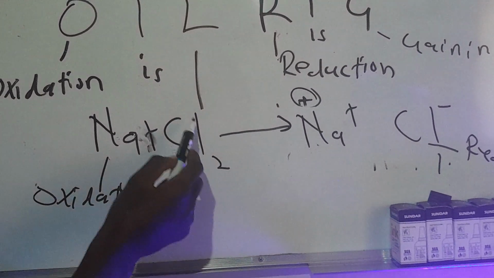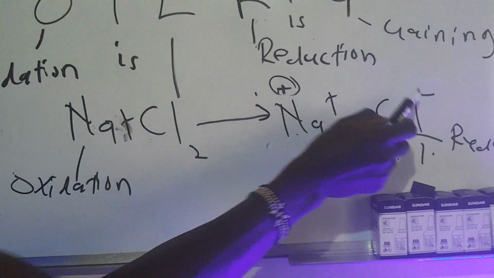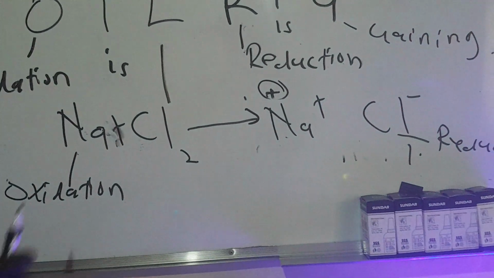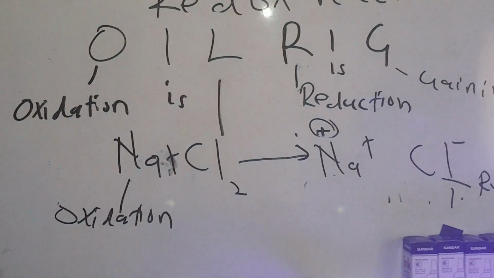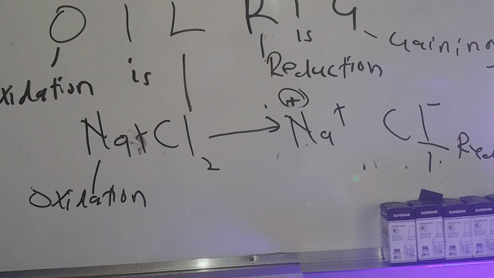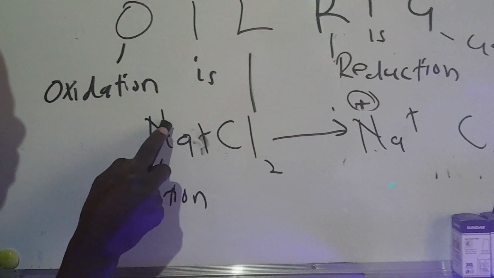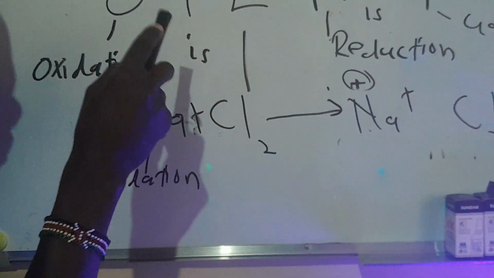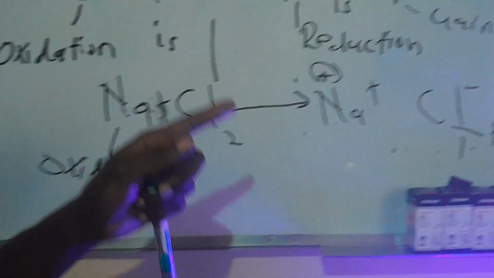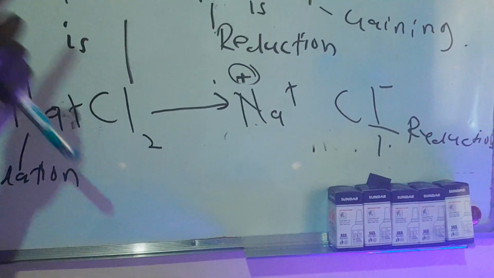So chlorine has been reduced. It was 0, it is now negative. That is a drop. Then sodium, it was 0, it is now positive. That is an increase in oxidation number. So sodium has undergone oxidation, and chlorine has undergone reduction.